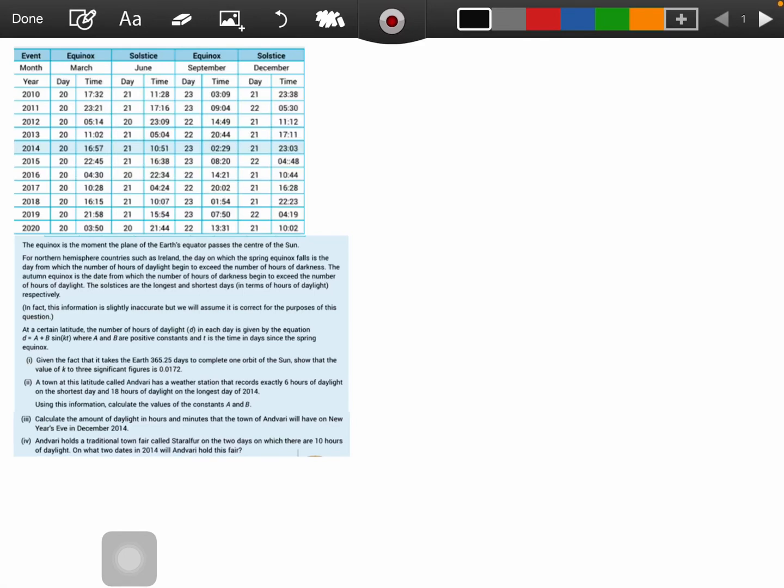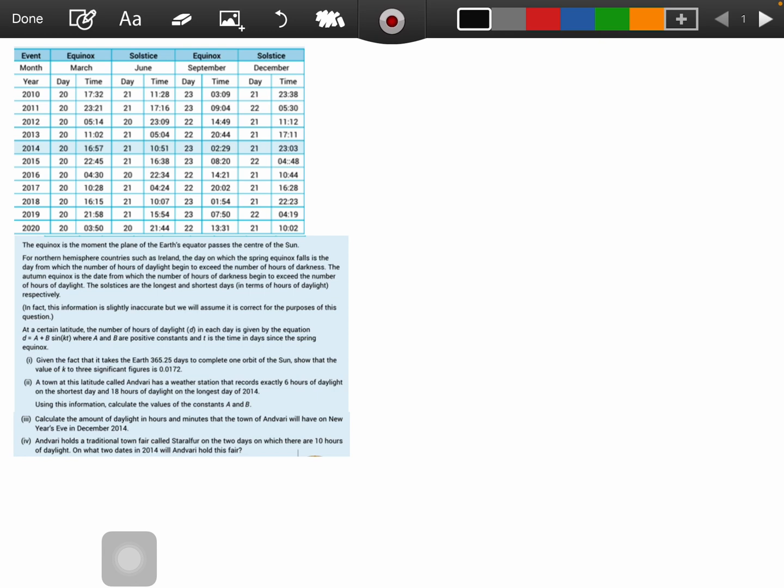Okay, so this question says the equinox is the moment the plane of the Earth's equator passes the centre of the sun. For Northern Hemisphere countries such as Ireland, the day on which the spring equinox falls is the day from which the number of hours of daylight begin to exceed the number of hours of darkness. The autumn equinox is the date from which the number of hours of darkness begin to exceed the number of hours of daylight.